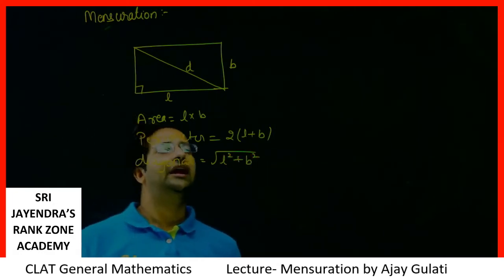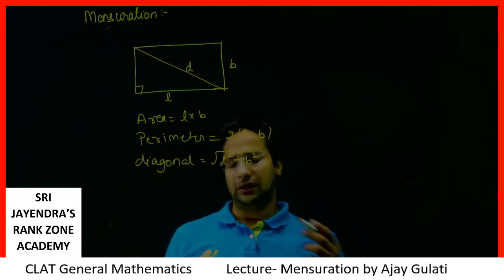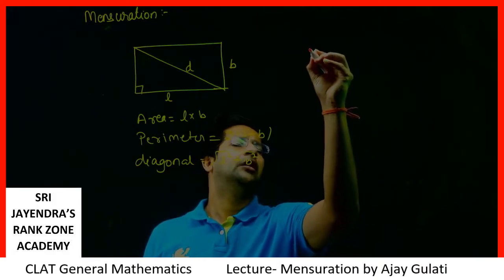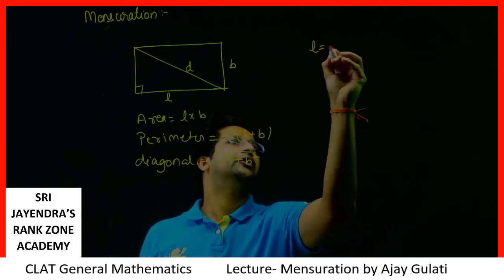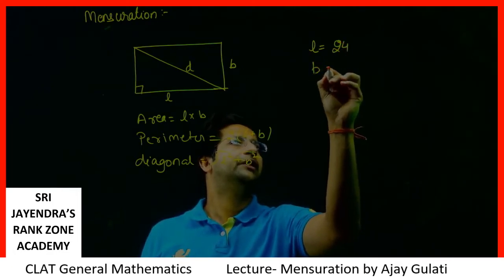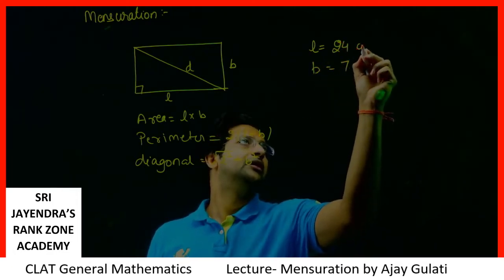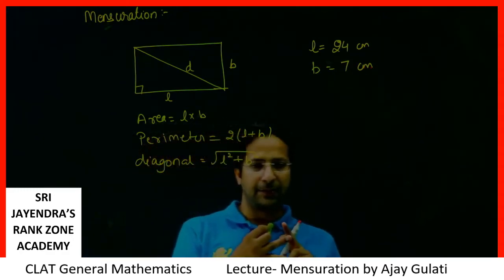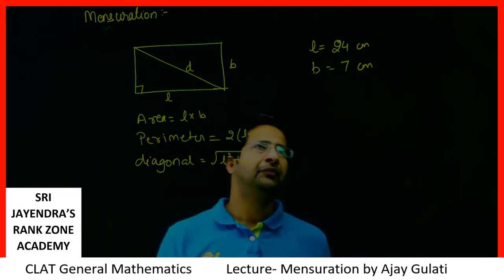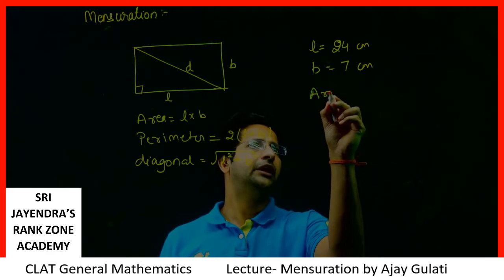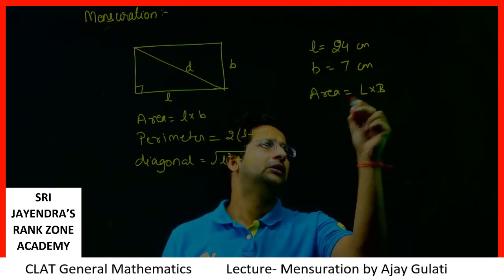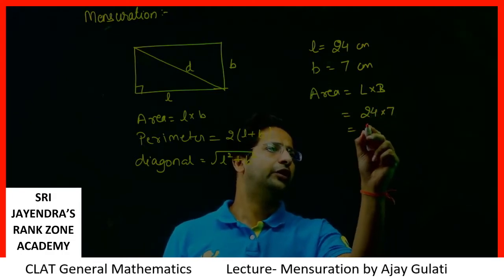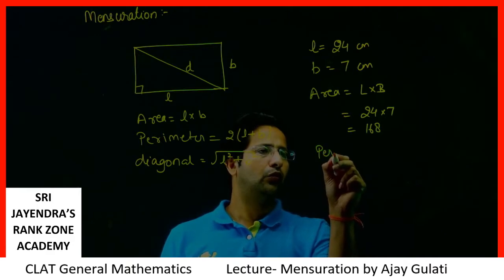Okay, if I take an example in front of you, I'll show you a question actually. Suppose the length of a rectangle is 24 and the breadth is 7 centimeter. You have to find each of the things: area of the rectangle, perimeter of the rectangle, and the diagonal. So area is what? Length into breadth as per our formula. 24 into 7, 168.